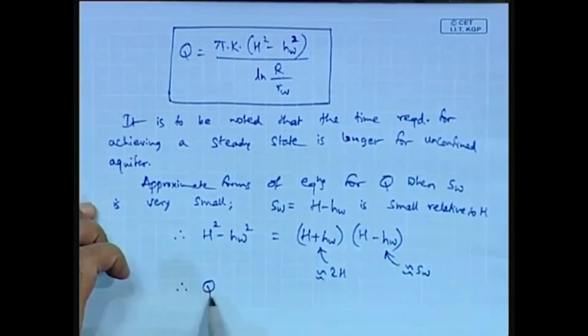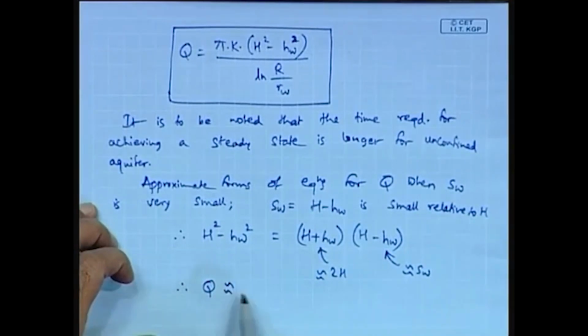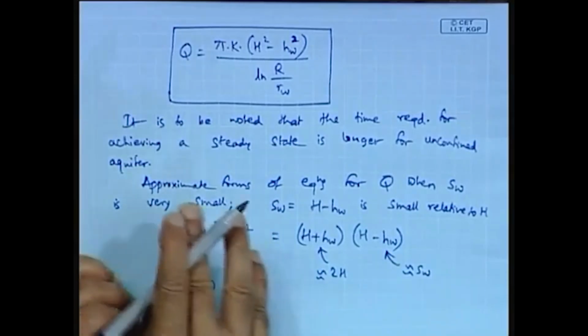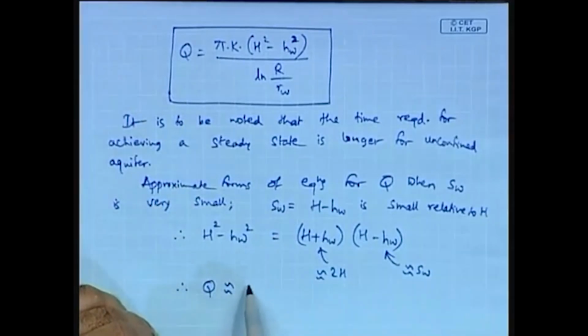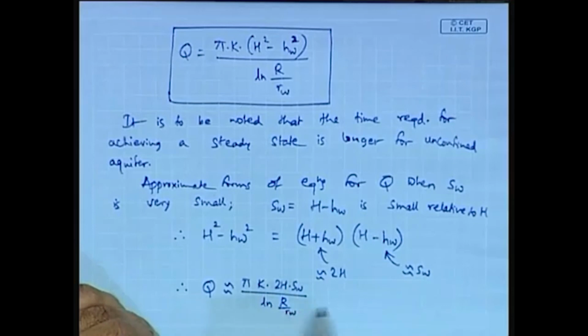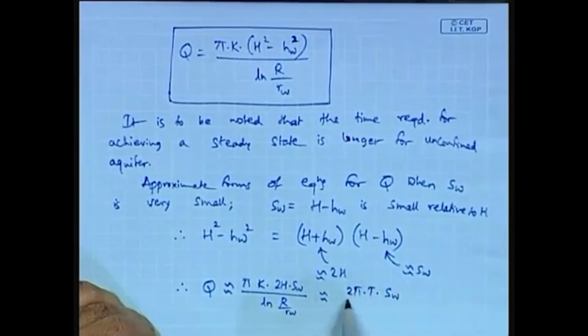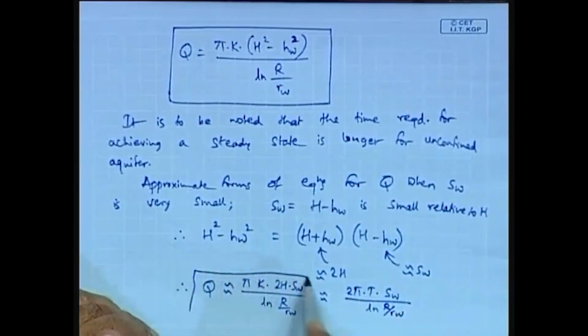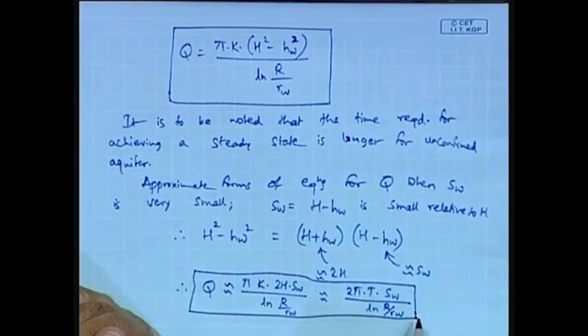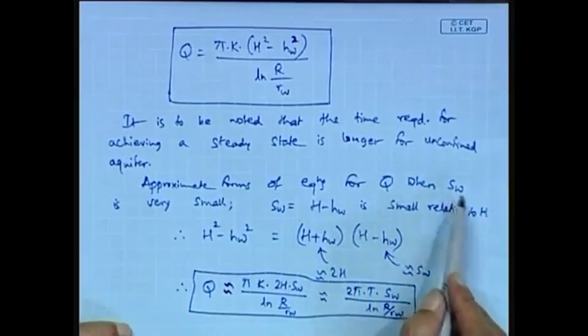So, therefore, the approximate expression for the steady flow rate is equal to 2 pi, or that is pi into k into 2H Sw divided by natural log of R divided by Rw, and this can be written as 2 pi into T into Sw divided by natural log of R divided by Rw. So, this is one approximate expression for Q when this Sw is very small.